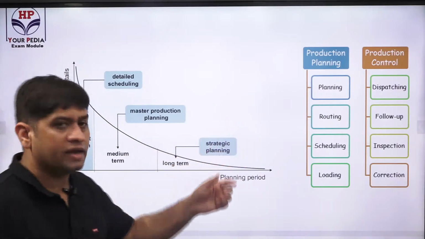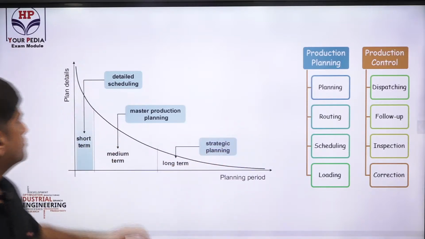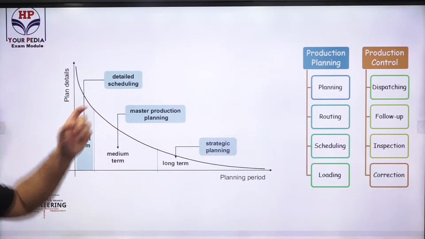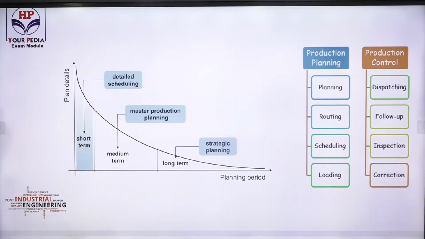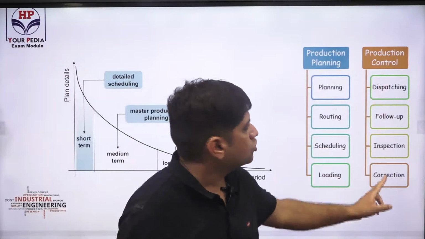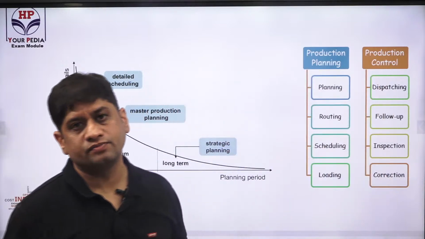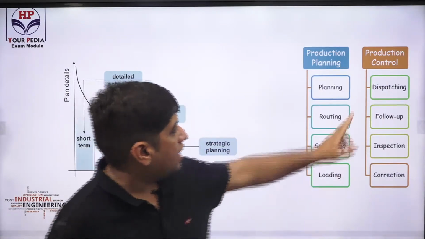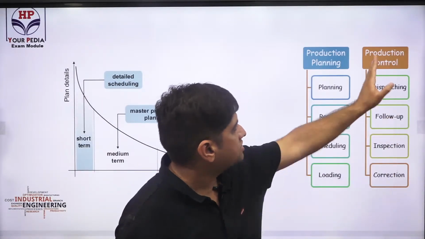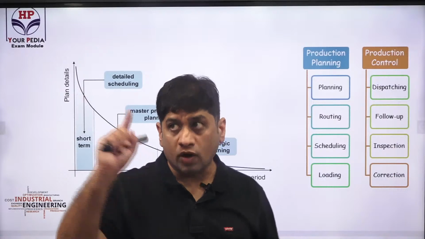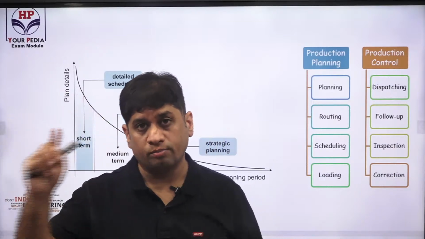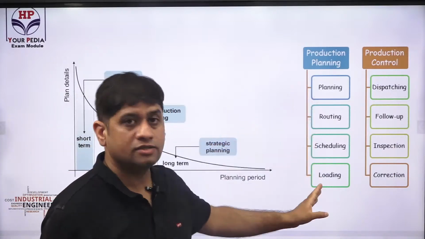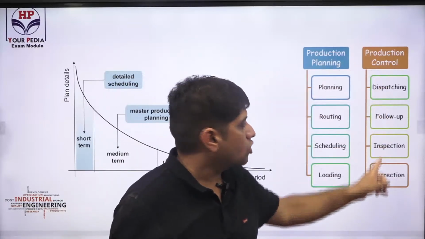So what is strategic planning? Long duration planning. What is scheduling? Short duration planning. Now planning and controlling, these two things are different. Planning comprises planning, routing, scheduling, and dispatching; follow-up, inspection, correction is control. Production planning and control. Planning is all this. Controlling is all this.